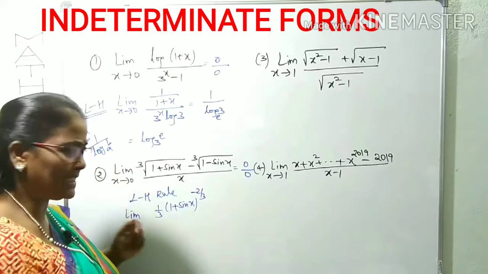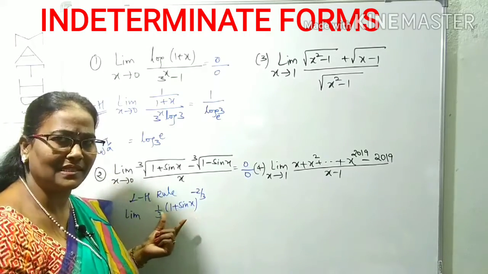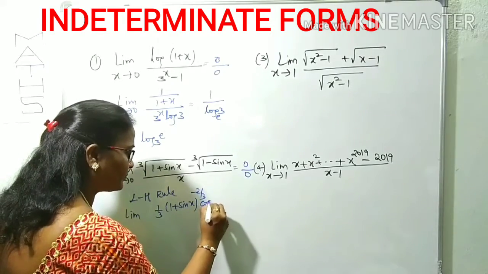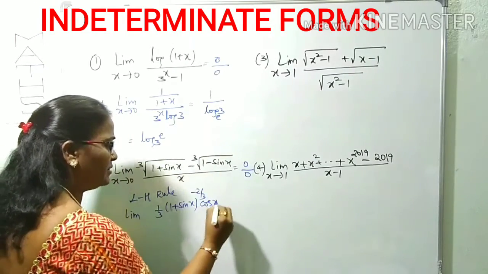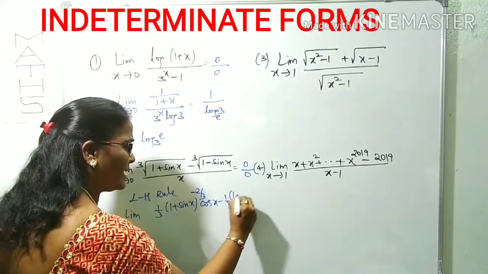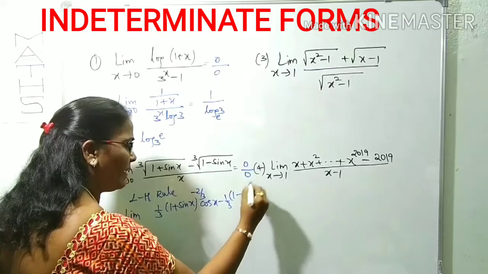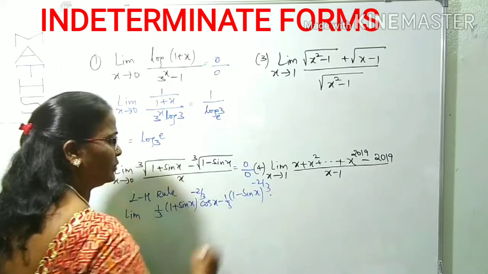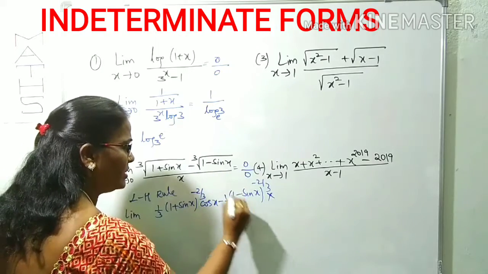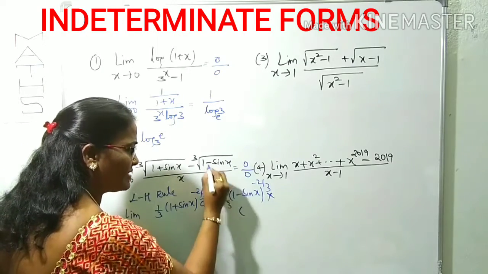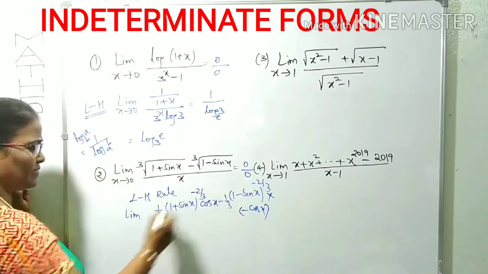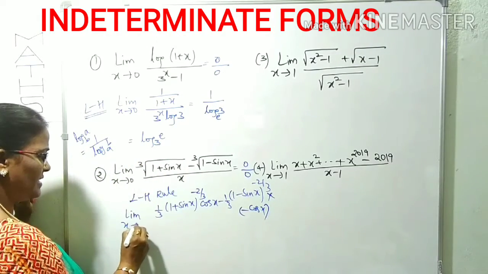You know, according to the chain rule, the internal part 1 plus sin x: derivative of 1 is 0, derivative of sin x is cos x. Same way here also, with minus 1 by 3, already minus is there, 1 minus sin x whole power minus 2 by 3, into again the derivative of 1 minus sin x: derivative of 1 is 0, derivative of sin x is cos x, with minus cos x. Clear? Now the denominator is 1, no need to write, as x tends to 0.